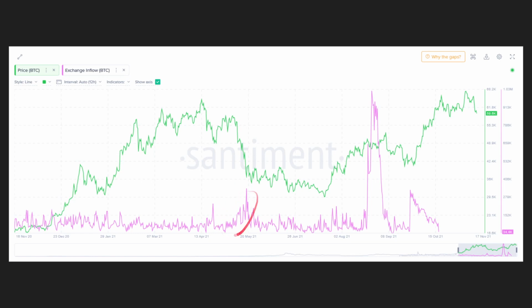People were obviously moving their coins to the exchanges, so it makes sense that people were sending their Bitcoin to the exchanges at the same time that they were seeing Bitcoin continue to crash and plummet. Now, what's interesting here, we do see later on in 2021, there is a specific spike in exchange inflows. This is observed in about, let's say maybe sometime mid-August.